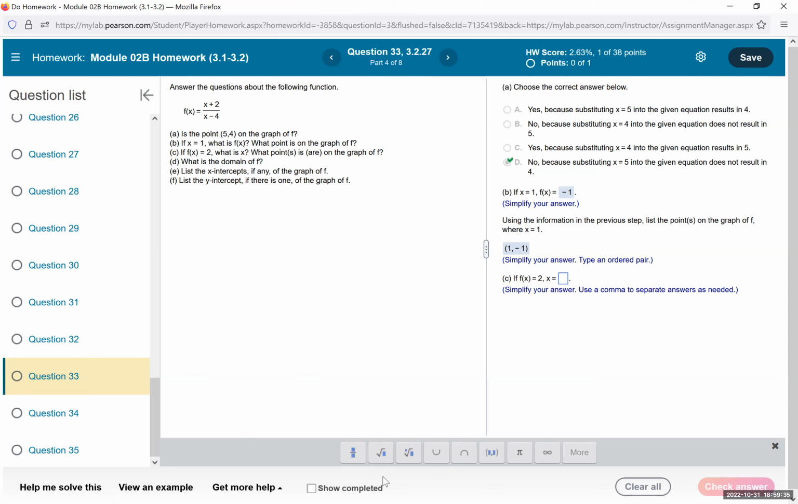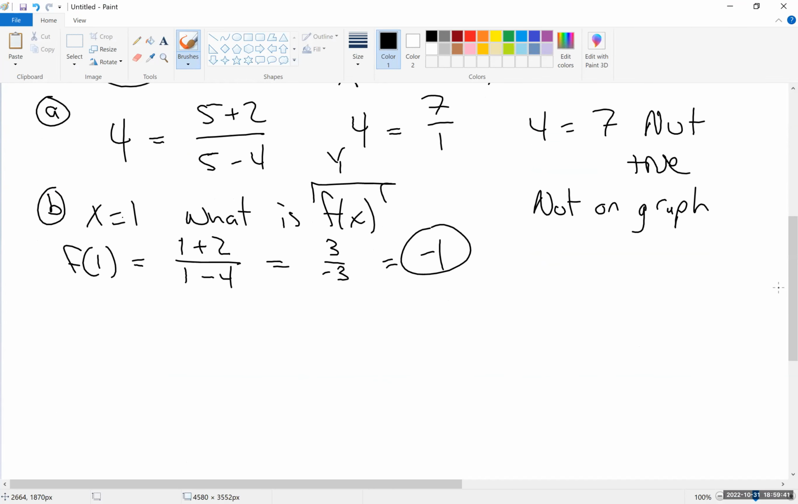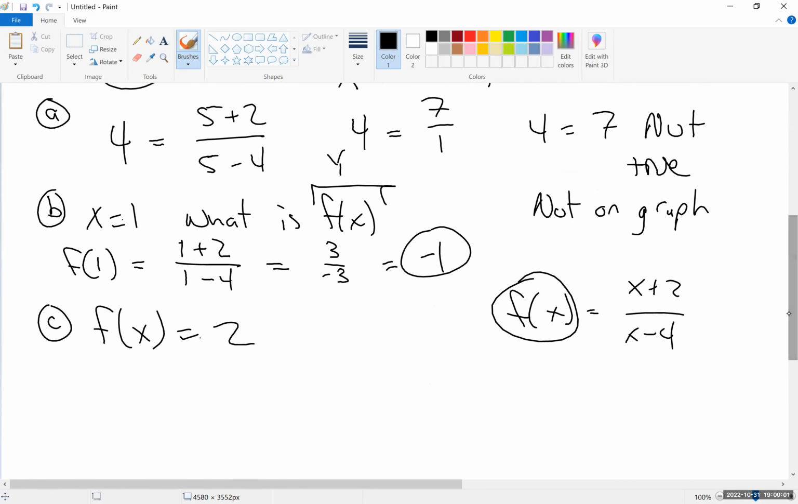All right, what happens if f of x equals 2? So this time they're telling us the y value. So we're going to move down here in the paint. Part C. What happens if f of x equals 2? Well, then we got to go up. And our function was f of x equals x plus 2 divided by x minus 4. This time they told us f of x. f of x is 2. So 2 is going to be equal to x plus 2 divided by x minus 4.